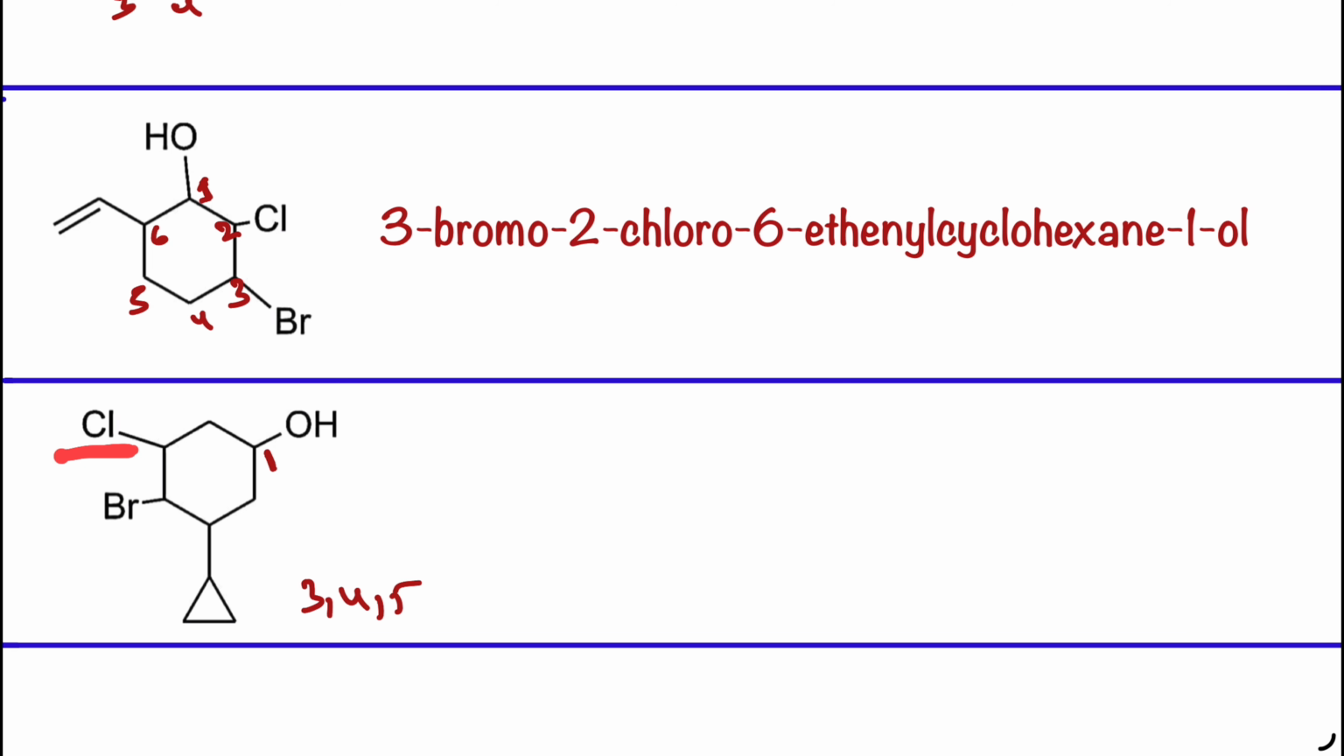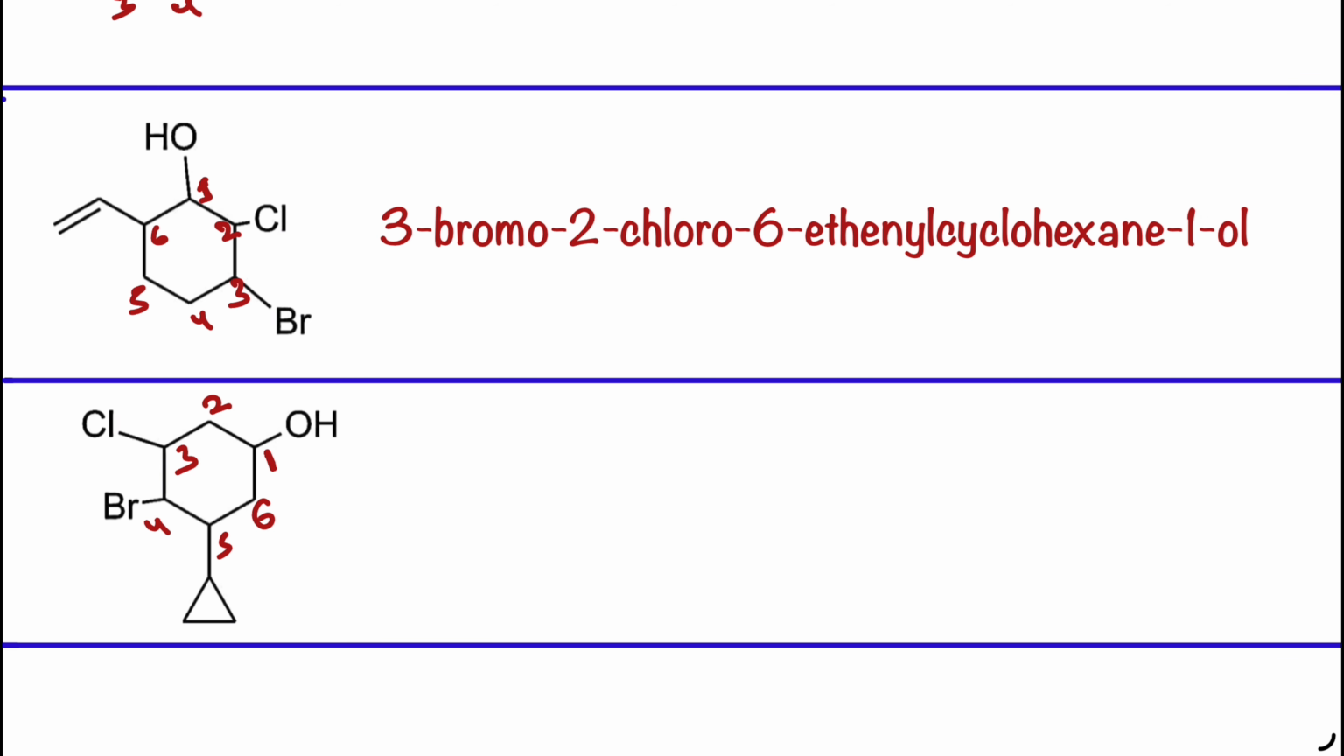So its names are chloro and cyclopropyl. The first alphabet is the same, C, C, C. When the first alphabet is the same, you have to consider the second one, CH and CY. Therefore, CH comes first, so chlorine will receive more priority. Based on that, the correct numbering will be 2, 3, 4, 5, 6.